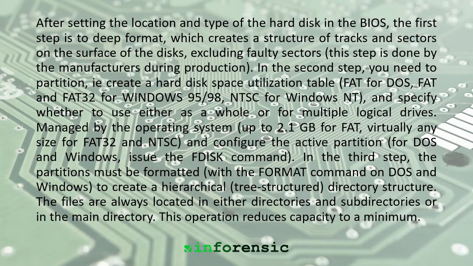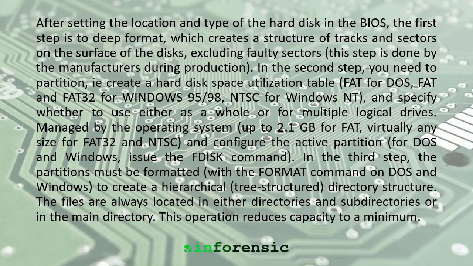In the second step, you need to partition, creating a hard disk space utilization table, FAT for DOS and Windows 95/98, NTFS for Windows NT, and specify whether to use the disk as a whole or for multiple logical drives, managed by the operating system, up to 2.1 GB for FAT, virtually any size for FAT32 and NTFS, and configure the active partition. For DOS and Windows, use FDISK.